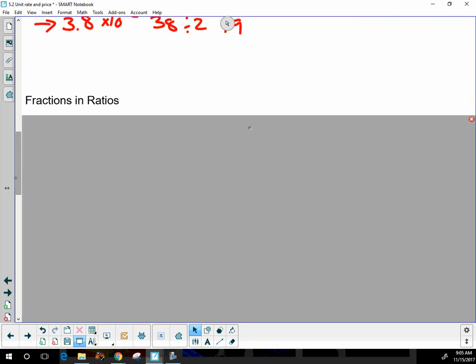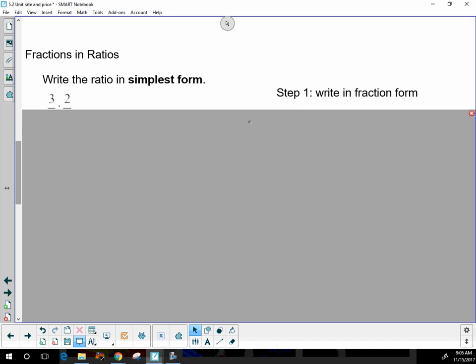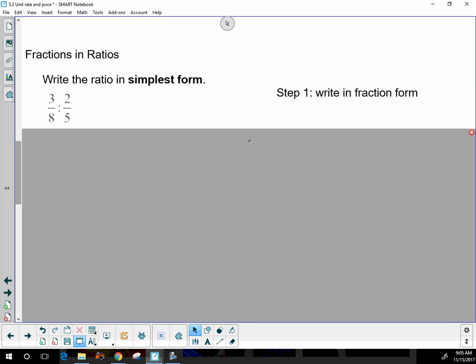We also talked about having fractions in your ratios. Okay, so we have 3/8 compared to 2/5. So you're going to write it in fraction form, which starts to look like that big totem pole of numbers.